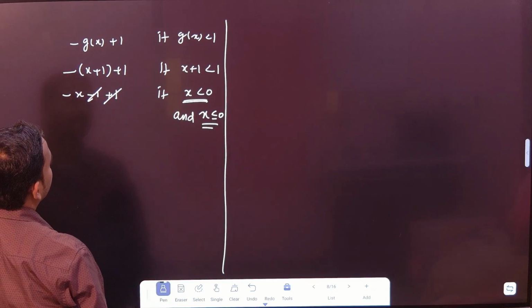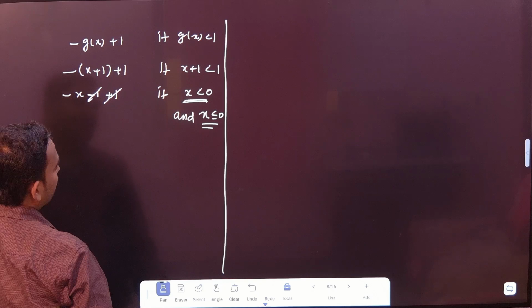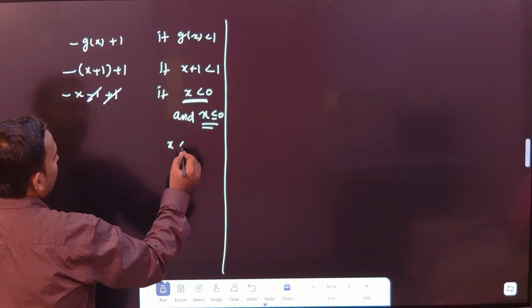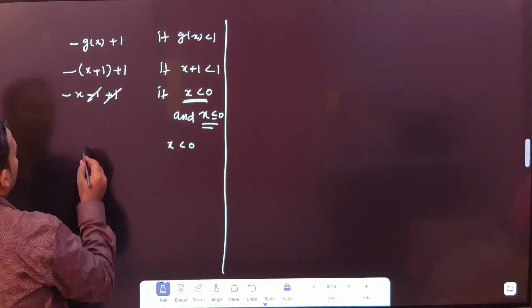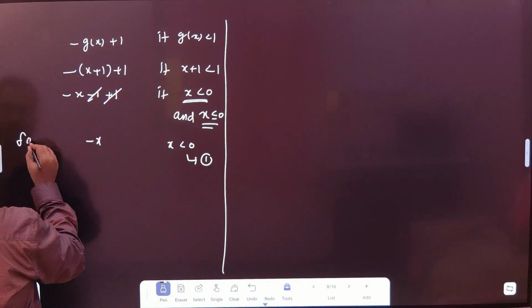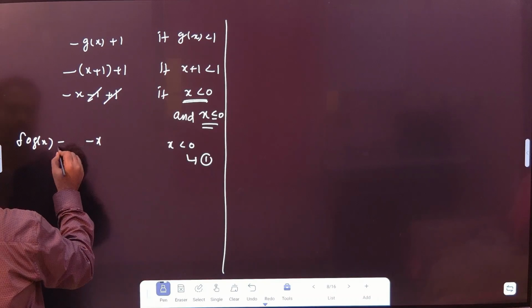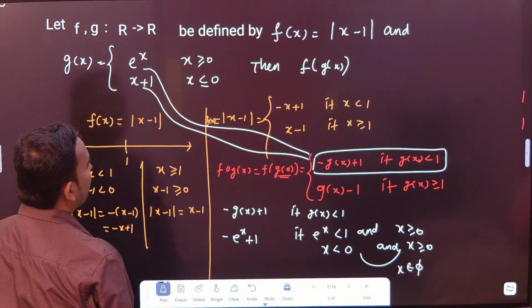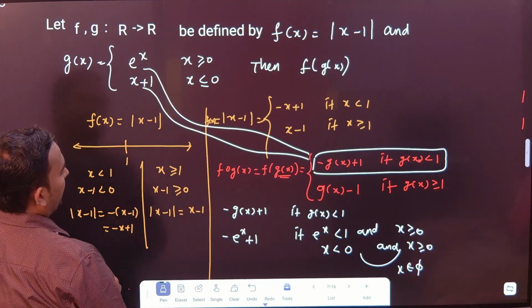Understood? Which is common? x should be strictly less than 0, right? Strictly less than 0. So minus x. This is your first one. This is your f composition g of x. Right? Clear? Okay, fine.